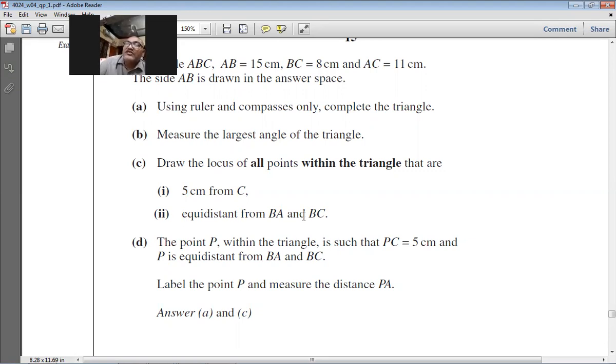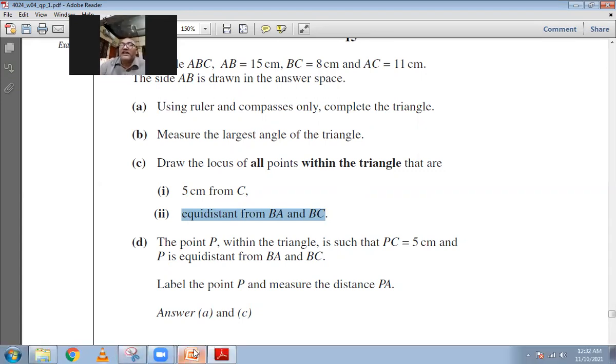Then we have equidistant from B and BC. If you are equidistant from two lines, like B and BC, the common point of these two lines is B. So if you are equidistant from two lines, you always draw an angle bisector. We will draw the angle bisector of the angle ABC. And let me show you how we draw the angle bisector.